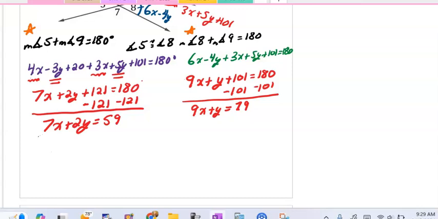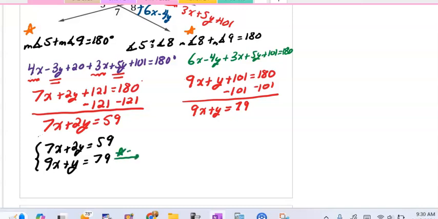So we've created a system of equations here. The system is 7x plus 2y is 59, and 9x plus y is 79. Then in algebra, you learn that you want to make the x's or y's opposites. So we can multiply the second equation by negative 2. And you need to multiply everything by negative 2. So negative 18x minus 2y, and 79 times negative 2 is a negative 158. Be careful of your arithmetic.